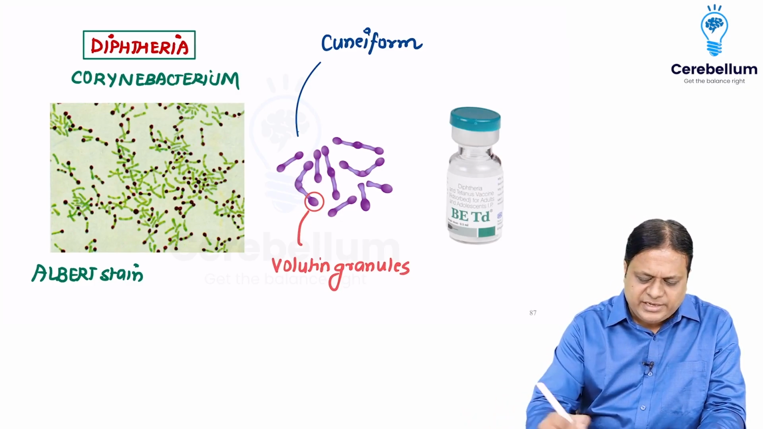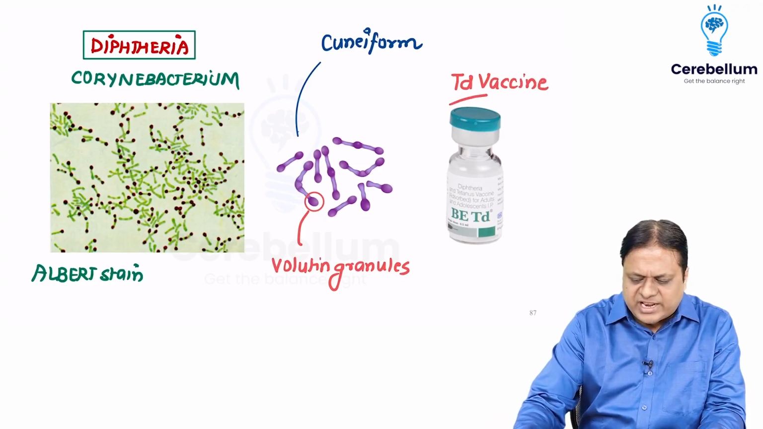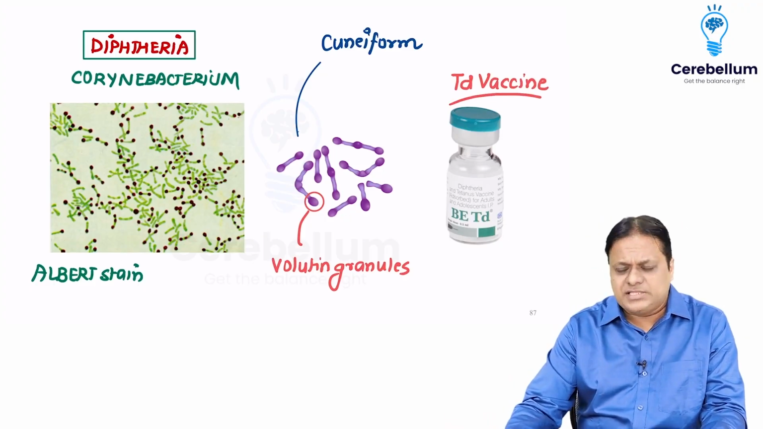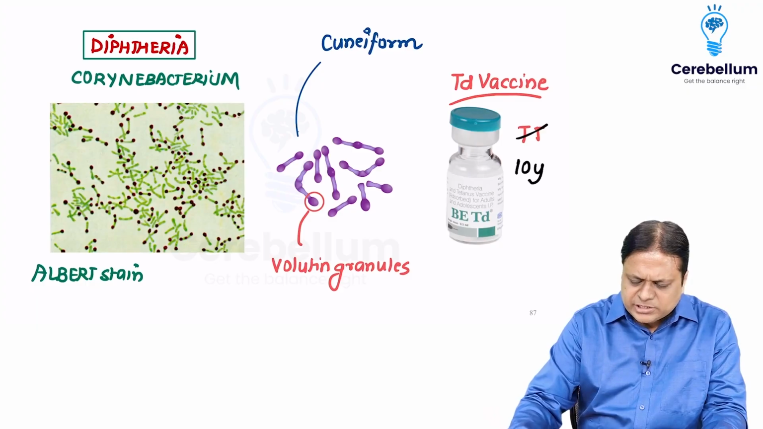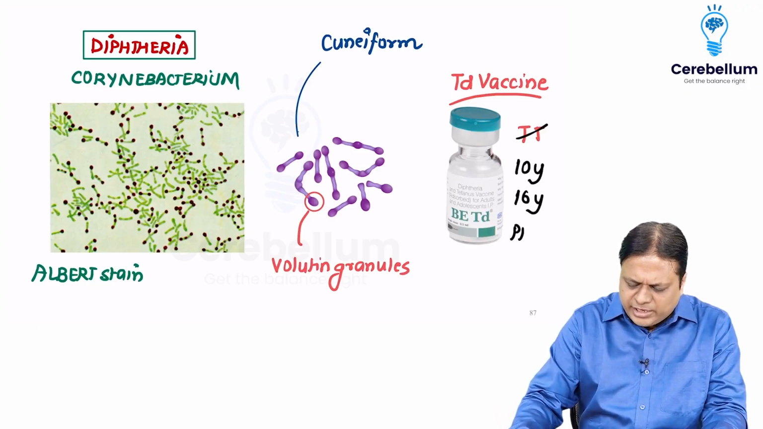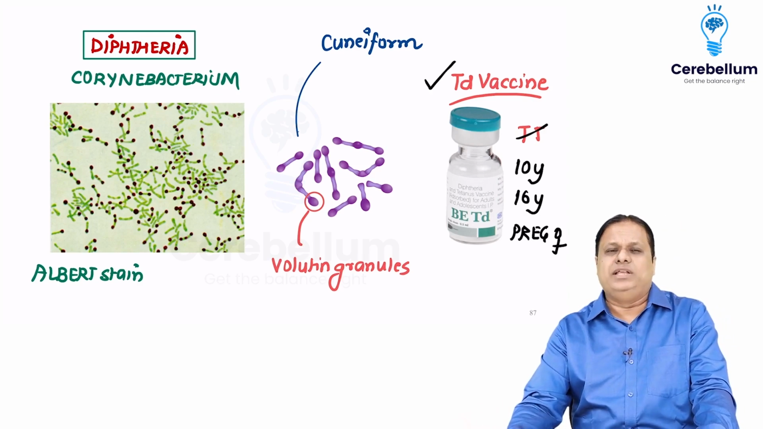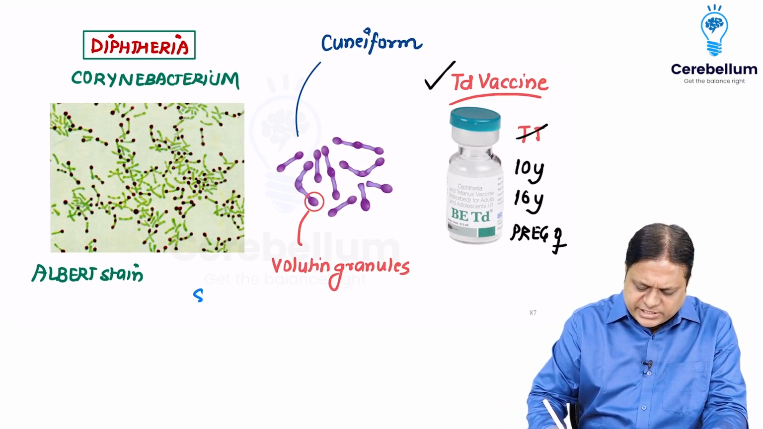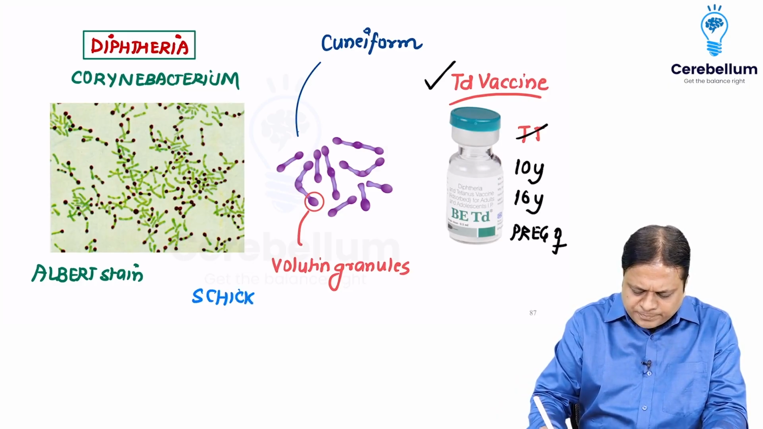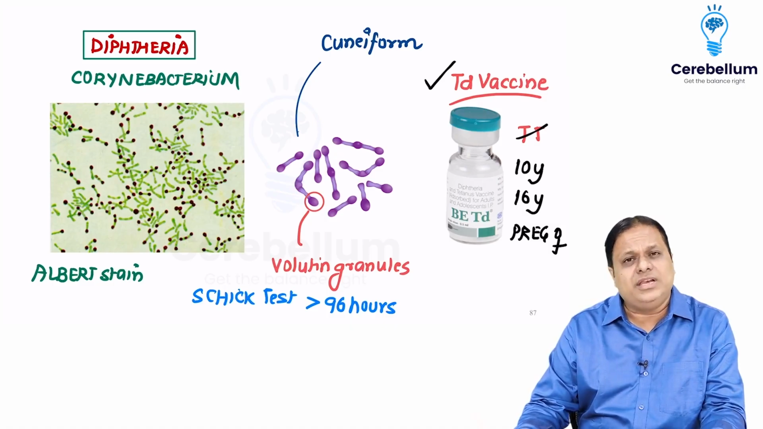Now, vaccine TD, I told you, has been introduced in the National Immunization Schedule of India. Instead of tetanus toxoid, which we were giving at 10 years, 16 years, and in pregnant females, TD has now been introduced as a replacement at these 3 times in the program. Diphtheria, the immunity status test is Schick test, where we used to take reading after 96 hours. Now it has been replaced with hemagglutination inhibition test.